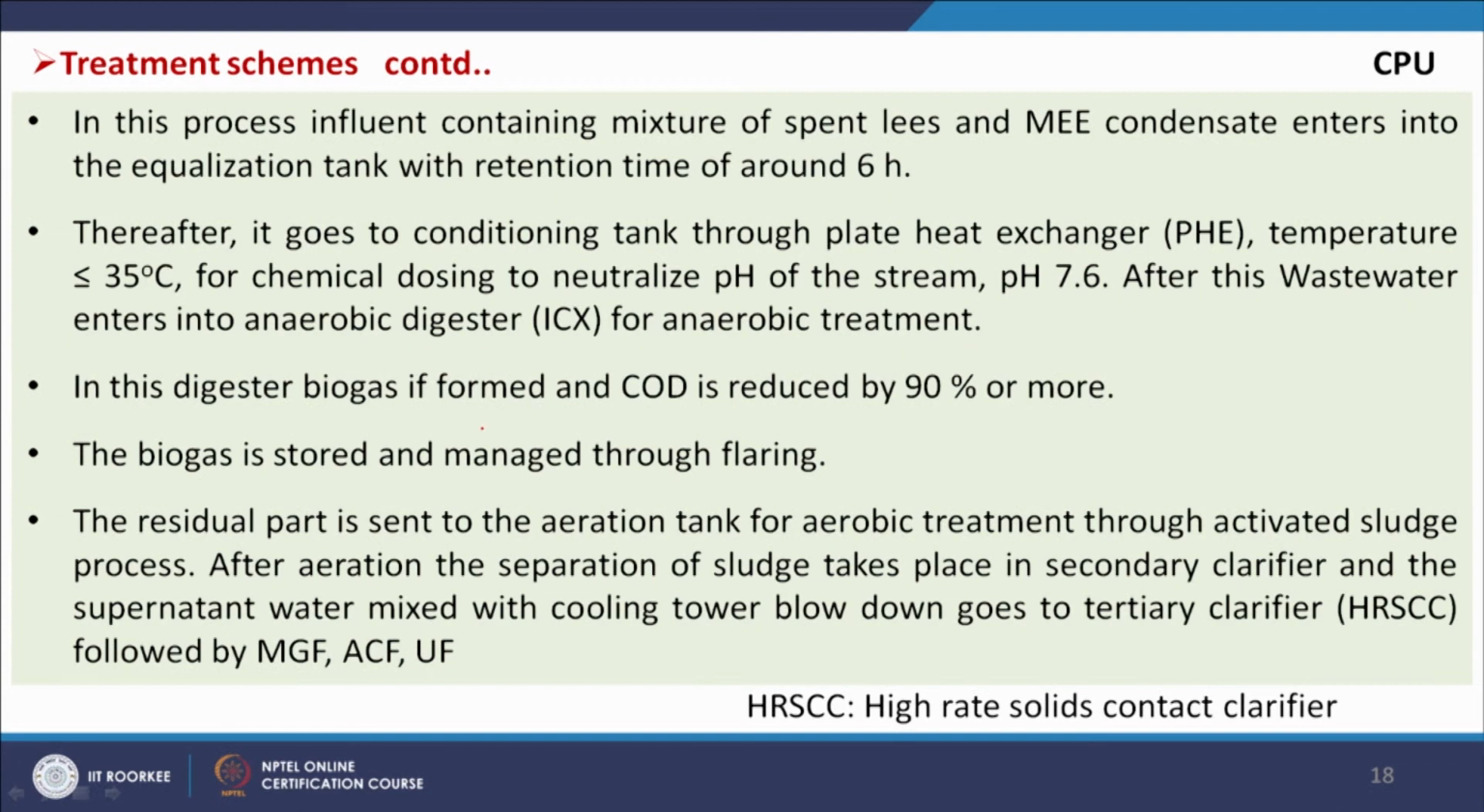In this digester biogas is formed, and COD is reduced by 90% or more. The biogas is stored and managed through flaring. The residual part is sent to the aeration tank for aerobic treatment through the activated sludge process. After aeration, the separation of sludge takes place in the secondary clarifier, and the supernatant water mixed with cooling tower blow down goes to the tertiary clarifier, followed by MGF, ACF and UF.